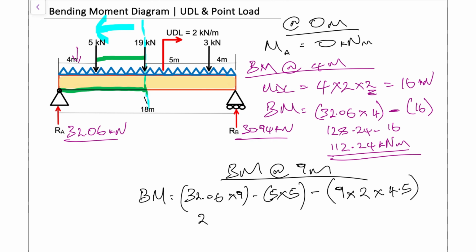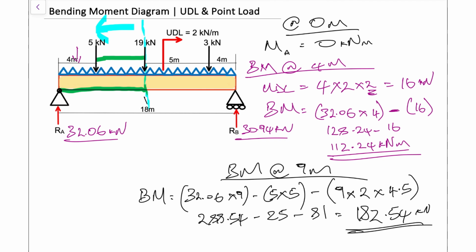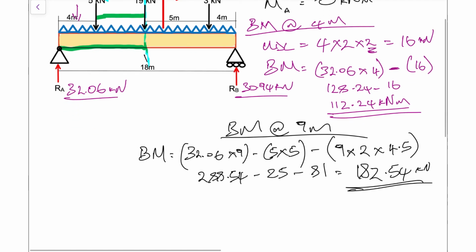Let's get those values. So we have here 288.54 minus 25 minus 4.5 times 2, 9, 9 is 81. And what we're left with is 182.54. There we go. So we only have 2 more calculations before we finish our bending moment calculations. And the next one is at our 14 meter mark.